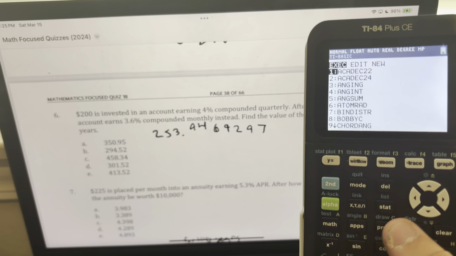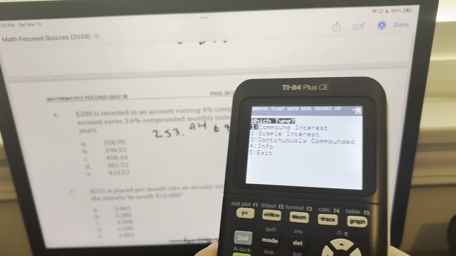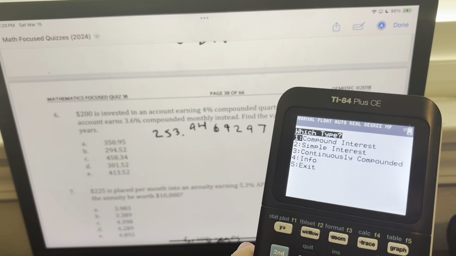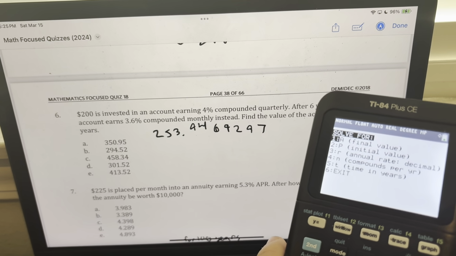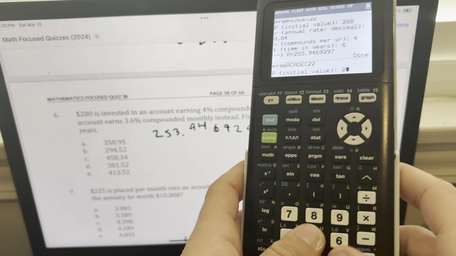253.94692997, just so we keep track of it in case we lose it, because if you scroll up on the program, then it'll lose it. Then we go to compound interest again, and this time for our initial, we're going to put in this number right here because that's how much has accrued after 6 years.